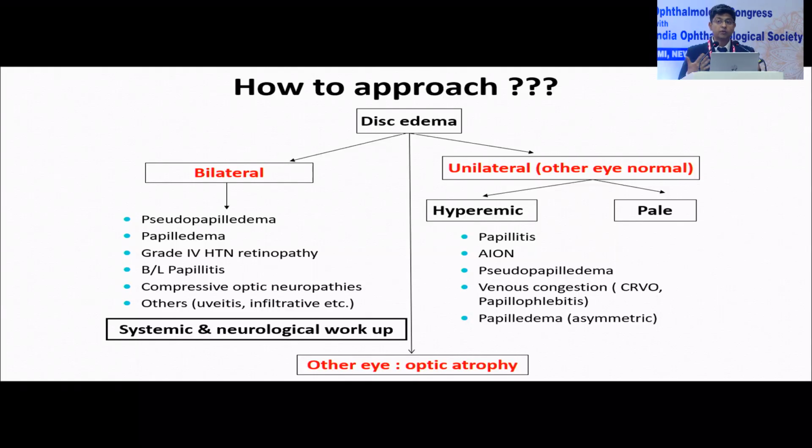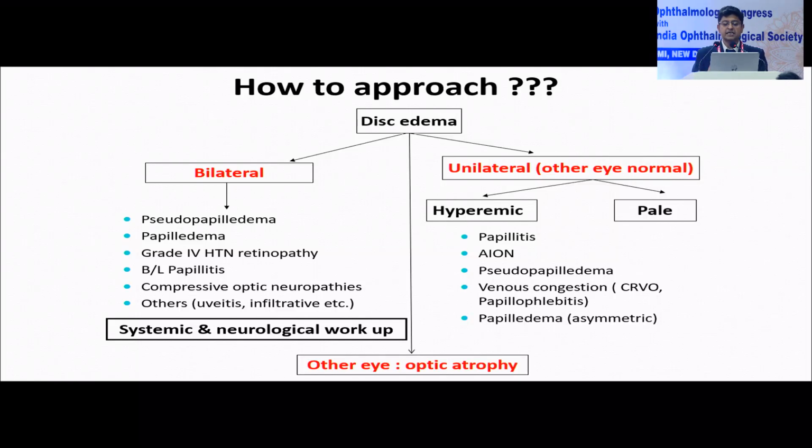In fact, the dictum goes that if there is poor vision in one eye, you actually need to worry about and more extensively evaluate what you believe is the normal eye. So bilateral, you're looking at pseudopapilledema, papilledema, hypertensive retinopathy, bilateral papillitis, compressive neuropathies, which more often than not require more systemic and neurological workup. You have unilateral edema, you have hyperemic disc, you have more of inflammations, demyelinating, pseudopapilledema.